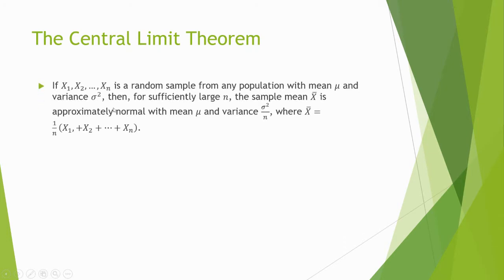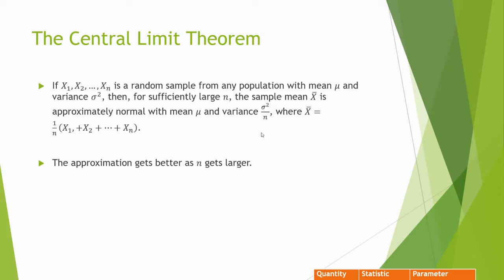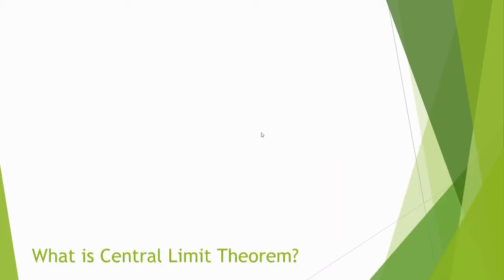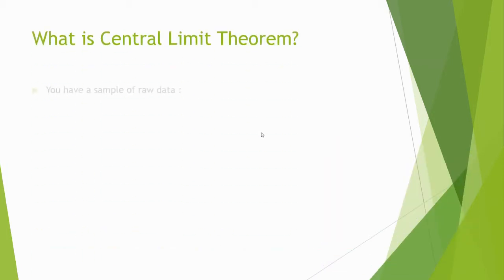What is the central limit theorem? If x1, x2 up until xn is a random sample from any population with mean mu and variance sigma squared, then for a sufficiently large n, the sample mean x bar is given by mean mu and variance sigma squared over n. The approximation gets better as n gets large. So what is the central limit theorem?